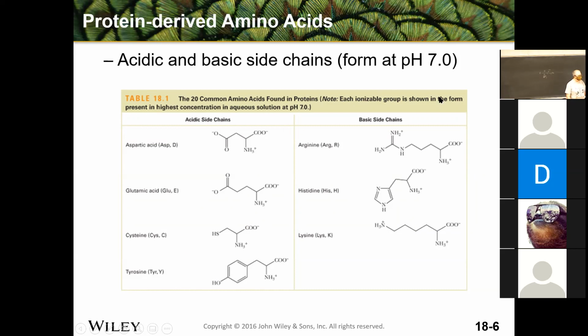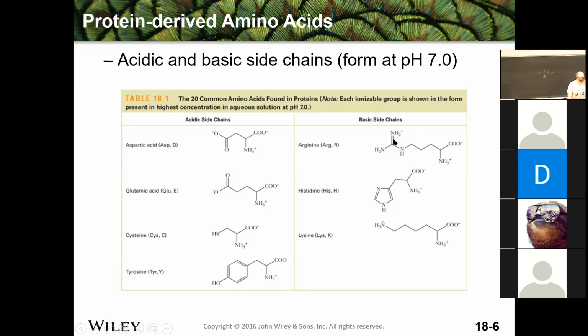Okay, if we were to raise the pH a little bit, then the thiol and the phenol would both be ionized. Okay, this is for pH 7. Okay, and then we have 3 amino acids that have basic side chains. Okay, this is arginine. This is called a guanidine group on the arginine.